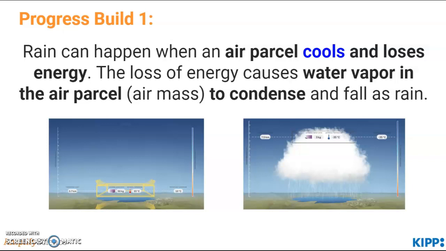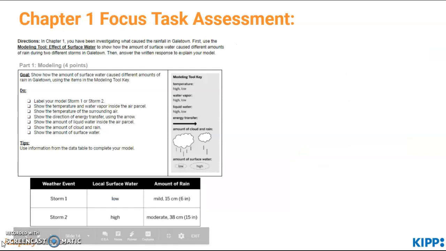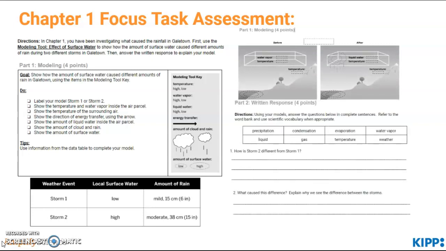Students should be able to explain that rain can happen when an air parcel cools and loses energy, which brings us to progress build 1. The loss of energy causes water vapor in the air parcel or air mass to condense and fall as rain. The chapter 1 focus task asks students to express their understanding of progress build 1 by creating a model and then explaining their model with written response questions.